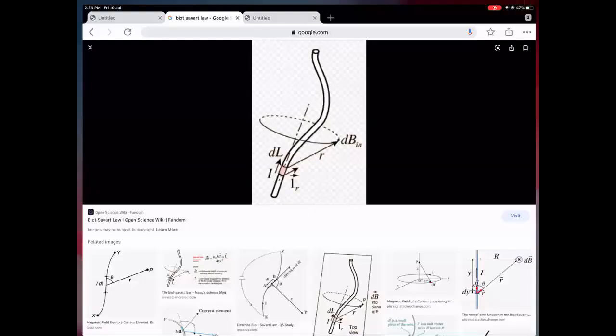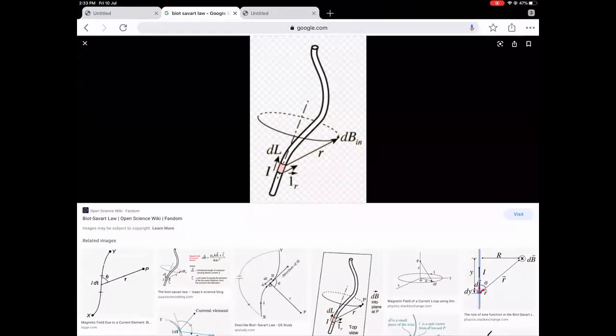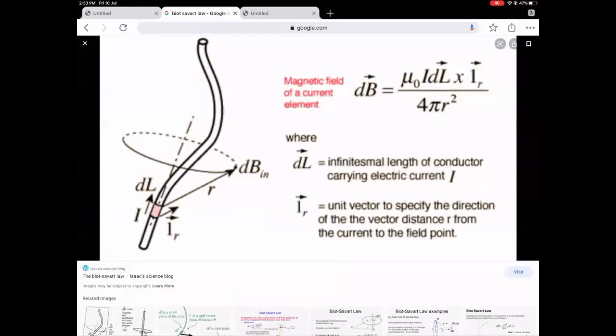This is how the magnetic field is. If you have a current carrying wire, around the current carrying wire there is a magnetic field. To know the direction, hold the wire with your right hand, thumb pointing in the direction of the current. The fingers will show you the direction of the magnetic field. So this is how the magnetic field is. This is what Biot-Savart law is.